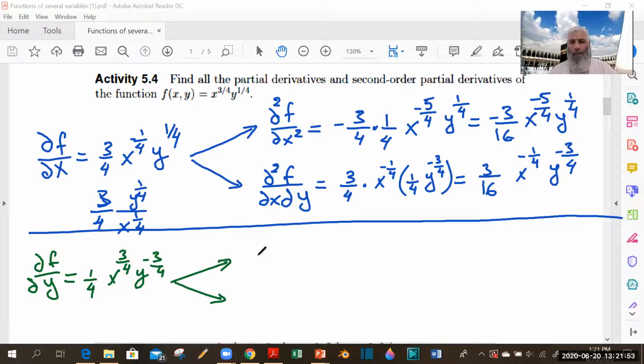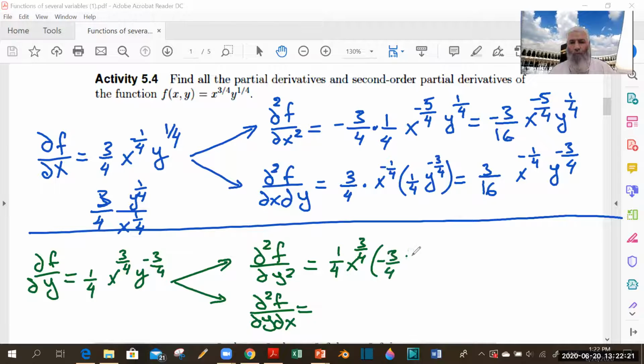Second derivative with respect to y again would be 1 over 4 x to the power 3 over 4 multiplied by negative 3 over 4, so negative 3 over 16, and y to the power negative 7 over 4.